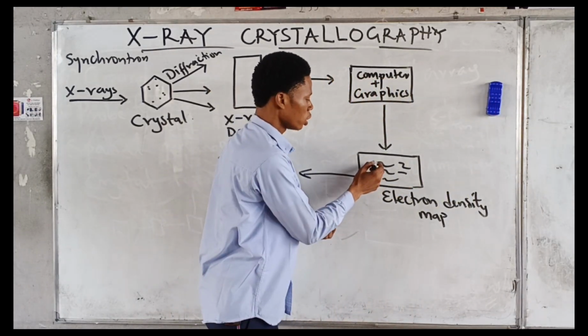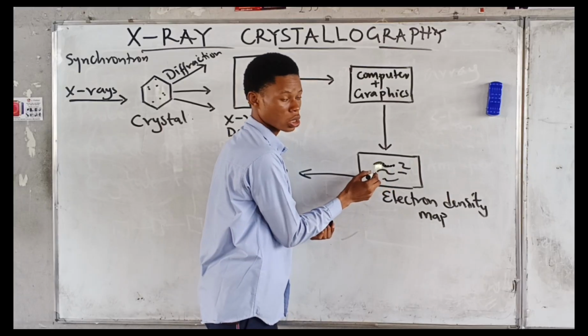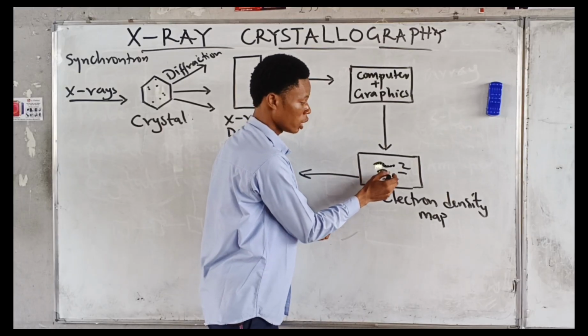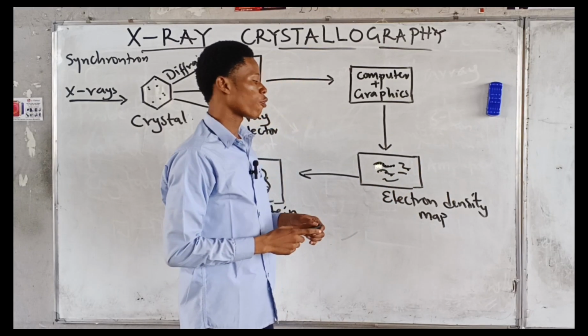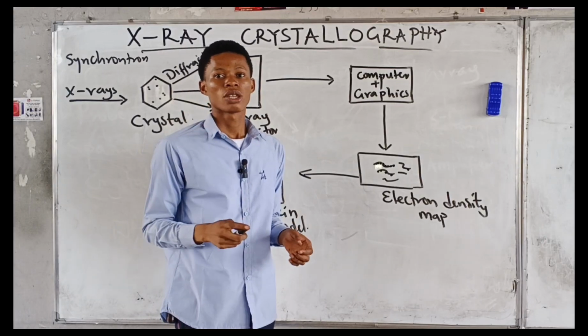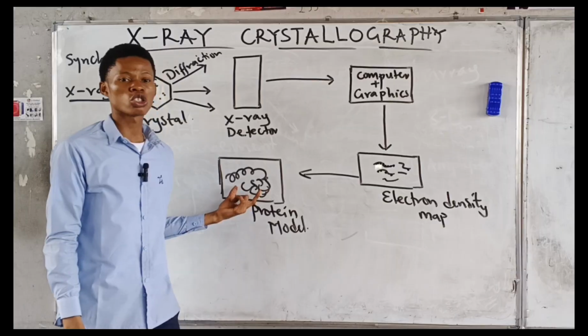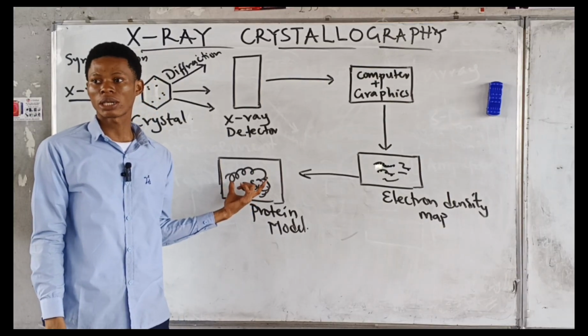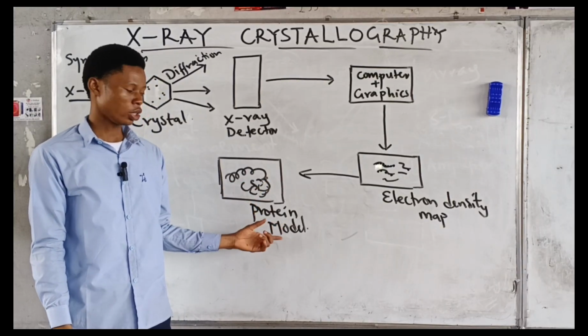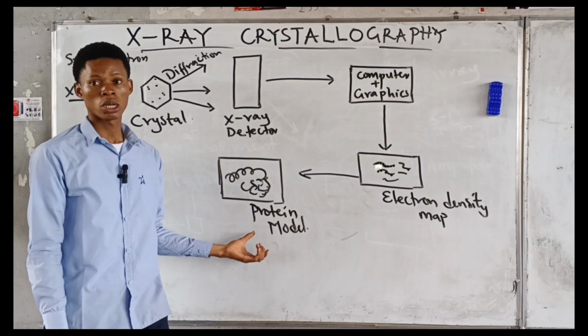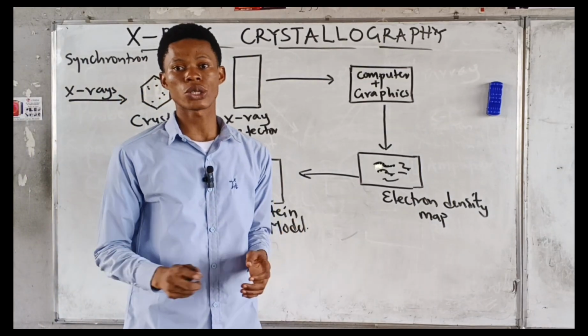The electron density map shows these are the electrons. This is where it's concentrated. Here there's no electron. Here there's electron, like that. Now, from the electron density map, we can determine the three-dimensional structure of the crystal. Or here we say the protein model, because we're using the protein. But you can use it for any other crystal.